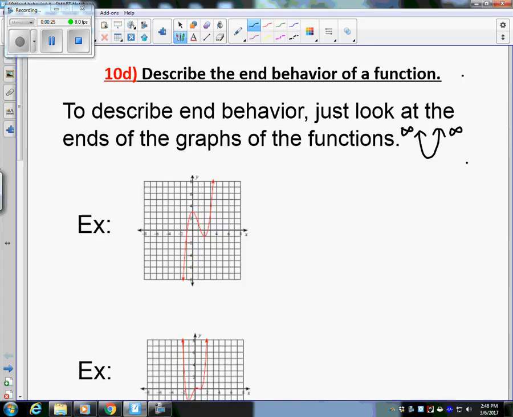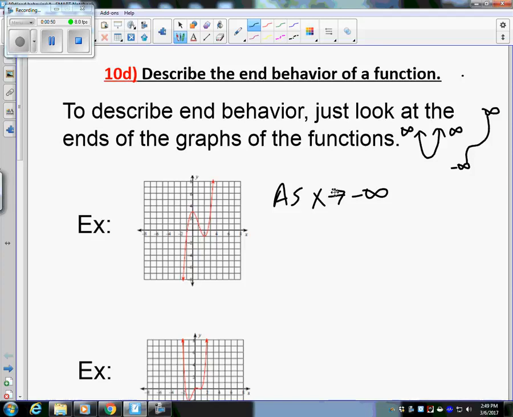and if it was something like a cubic, I'd say the left side of the graph is going down to negative infinity, and the right side is going up to positive infinity. And so now we have to actually write that in a proper way. So you start that by saying, as x goes to negative infinity, so this is looking at as the x gets bigger and bigger negatives, what's happening in the graph.